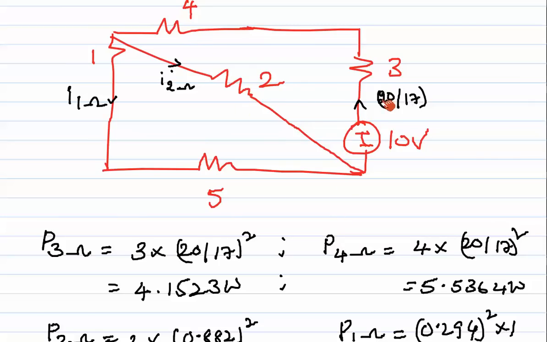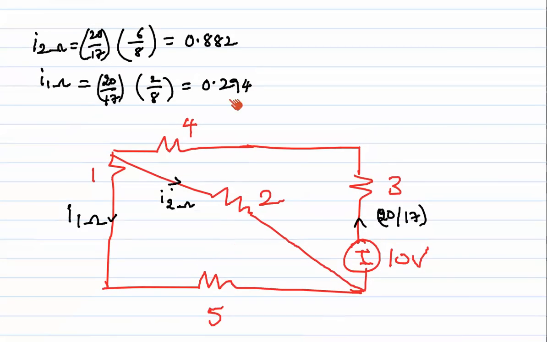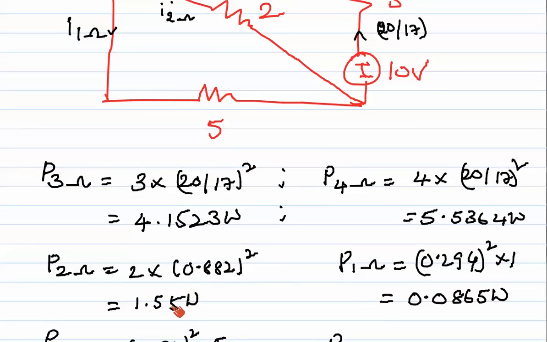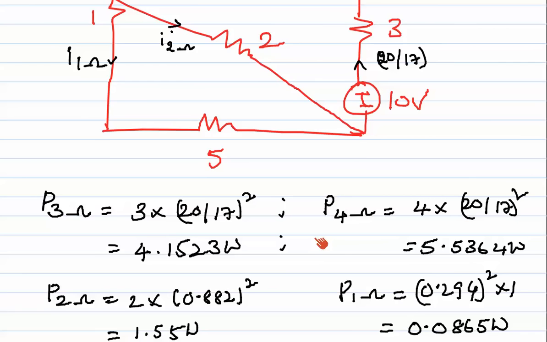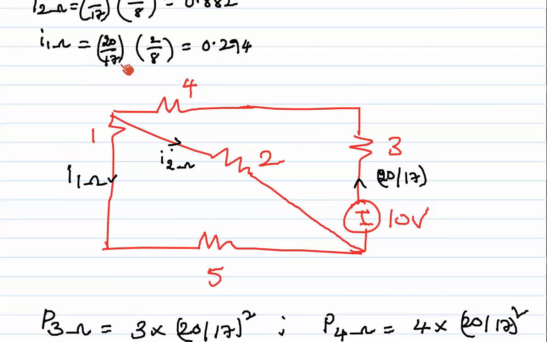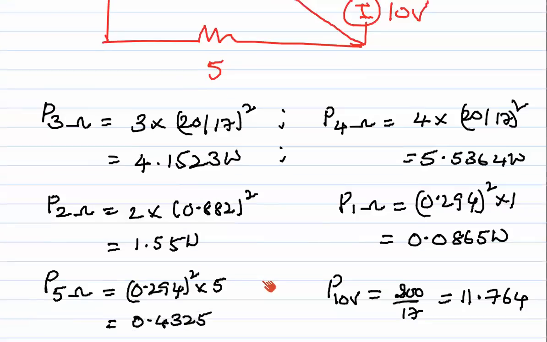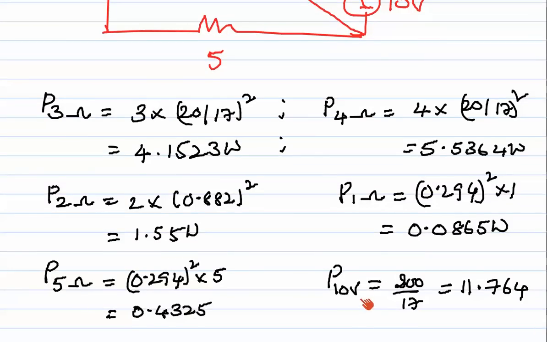So this is nothing but 20 by 17, the current flowing. I squared into R, that is 4. And next in this branch, the 2 ohm branch, how much current is flowing? So I 2 ohm is nothing but 0.882 squared into 2, that is 1.55 watts. Similarly P1: how much current is flowing in the 1 ohm is 0.294 squared into 1. Okay, and similarly we get P5 ohms and P10 volts.